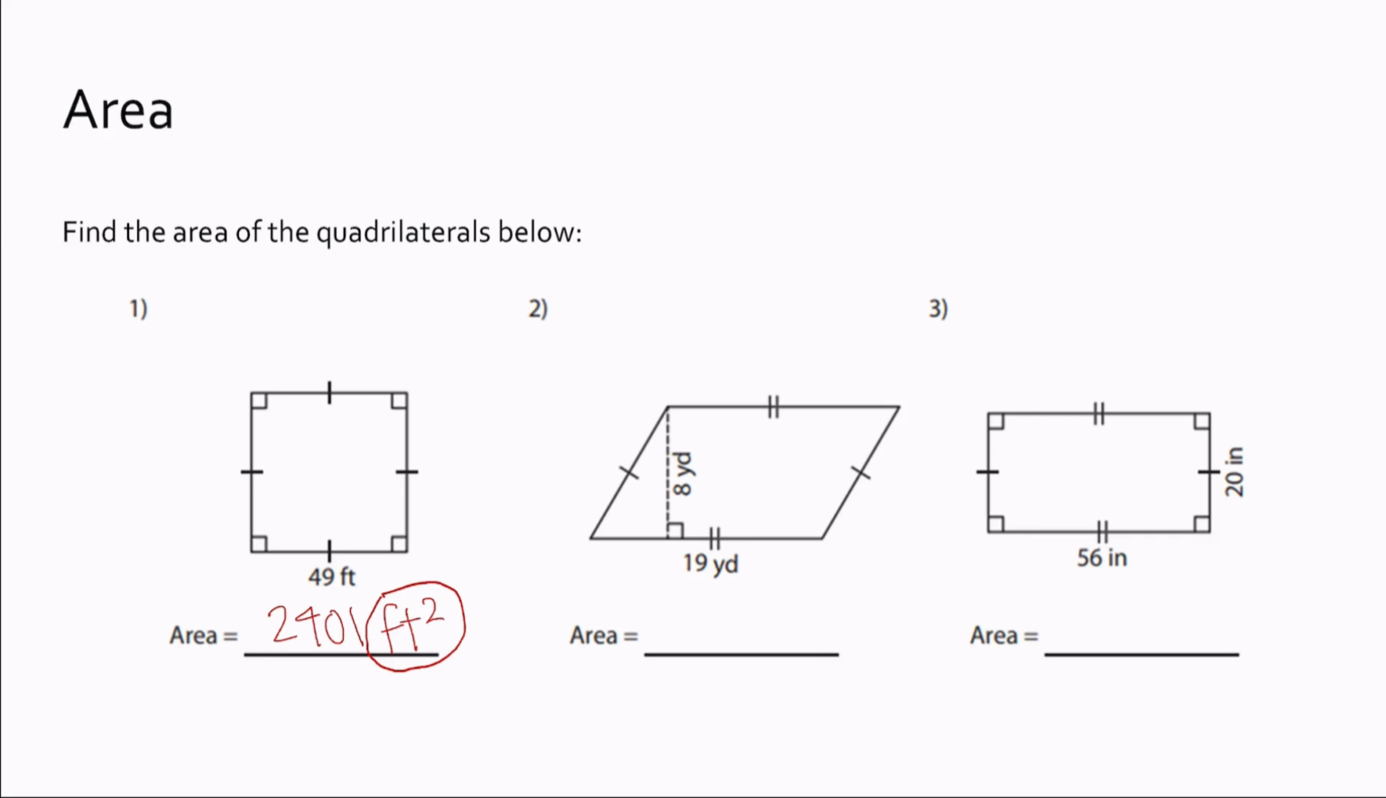19 times 8 is 152 square yards. And then 56 times 20 is 1,120 square inches.